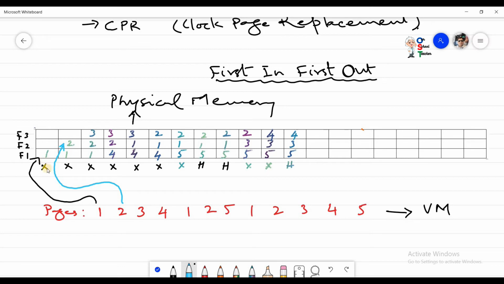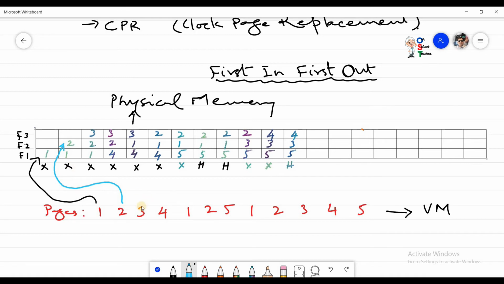So we put a cross here. Second time page number two is required, that has been kept in frame number two because it was not present already in the memory. So this is also a page fault or page miss.